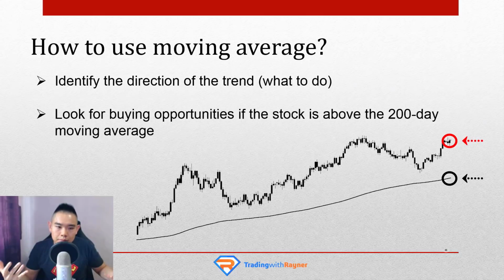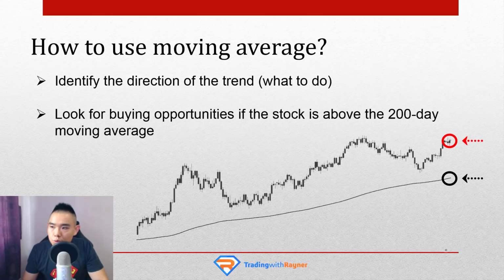Oh, I sound weird talking to myself, but let's imagine I'm talking to someone called John Doe. Hey, John, if the price is above the 200-day moving average, you want to be looking for buying opportunities. Make sense, John? Okay, so in this case, price now is above the 200-day moving average. You should look for buying opportunities.